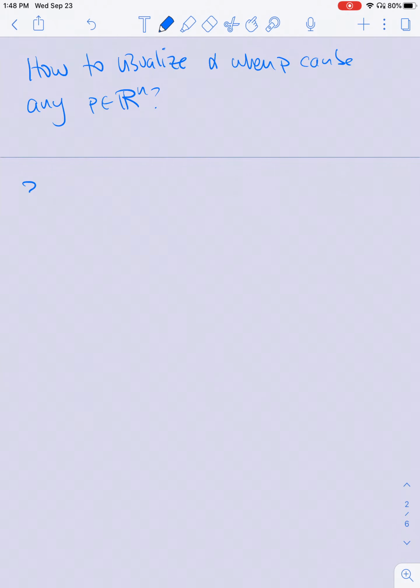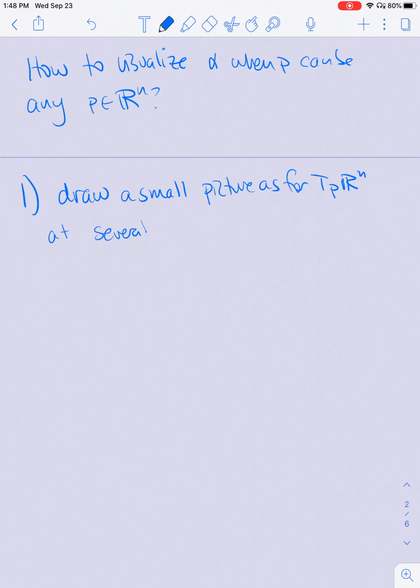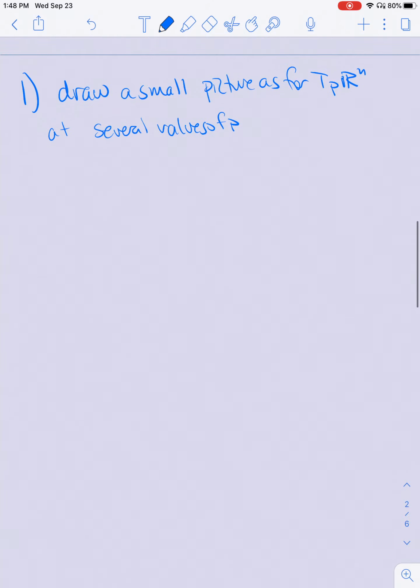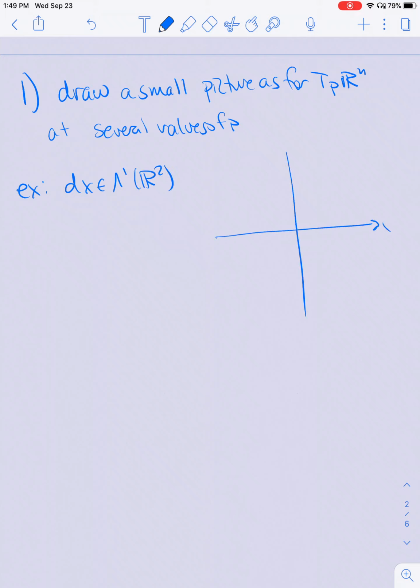So there are two methods. The first method is to draw a small picture as for T_p R^n at several values of p. So as an example, it's not really that interesting to do this when your form is constant, but let's just do this for dx as a one form on R2. So what happens now, I'm drawing R2.